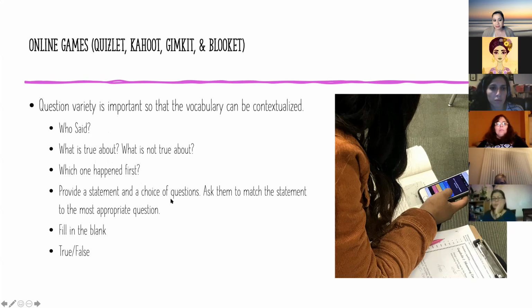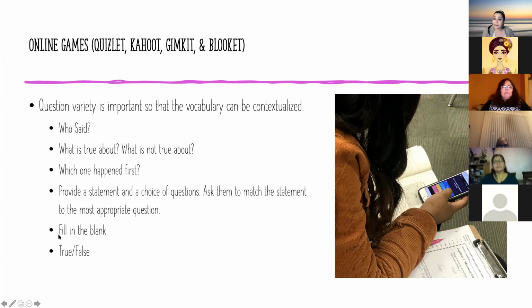Then provide a statement and a choice of questions. Ask them to match a statement to the most appropriate question. So you can give them a statement, and then you can give them 4 questions. Which question is more than likely the question that goes with the statement? A lot of thinking happening on that, a lot of processing happening. Fill in the blank, vocabulary that is in context, fill in the blank, and then true or false. True or false never gets old.